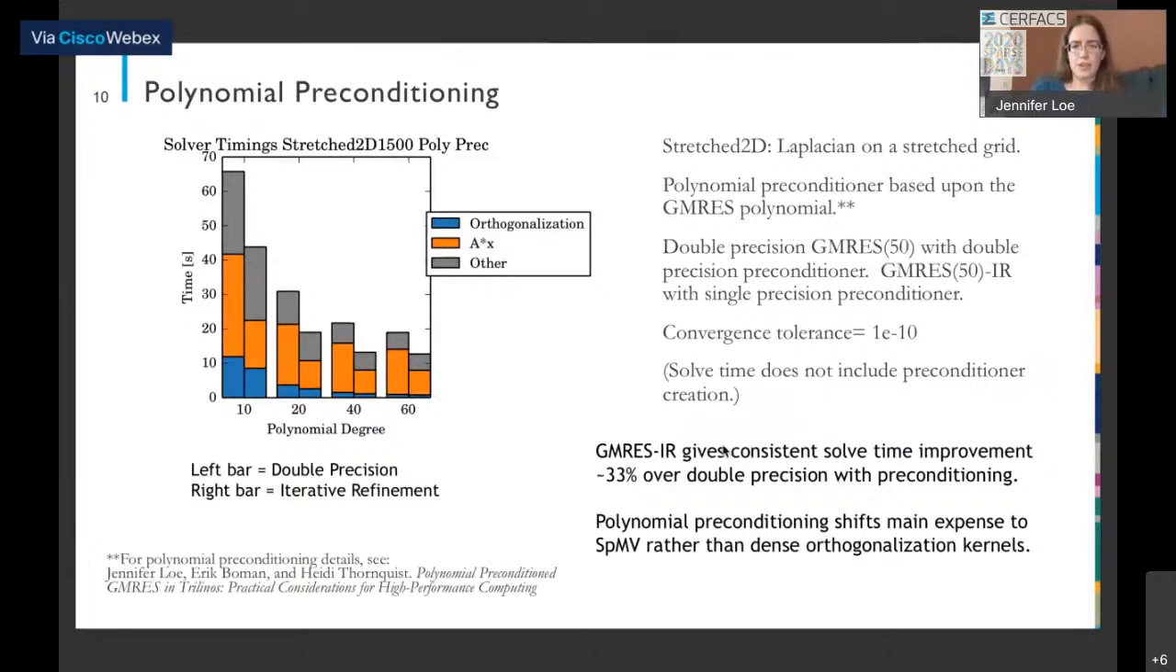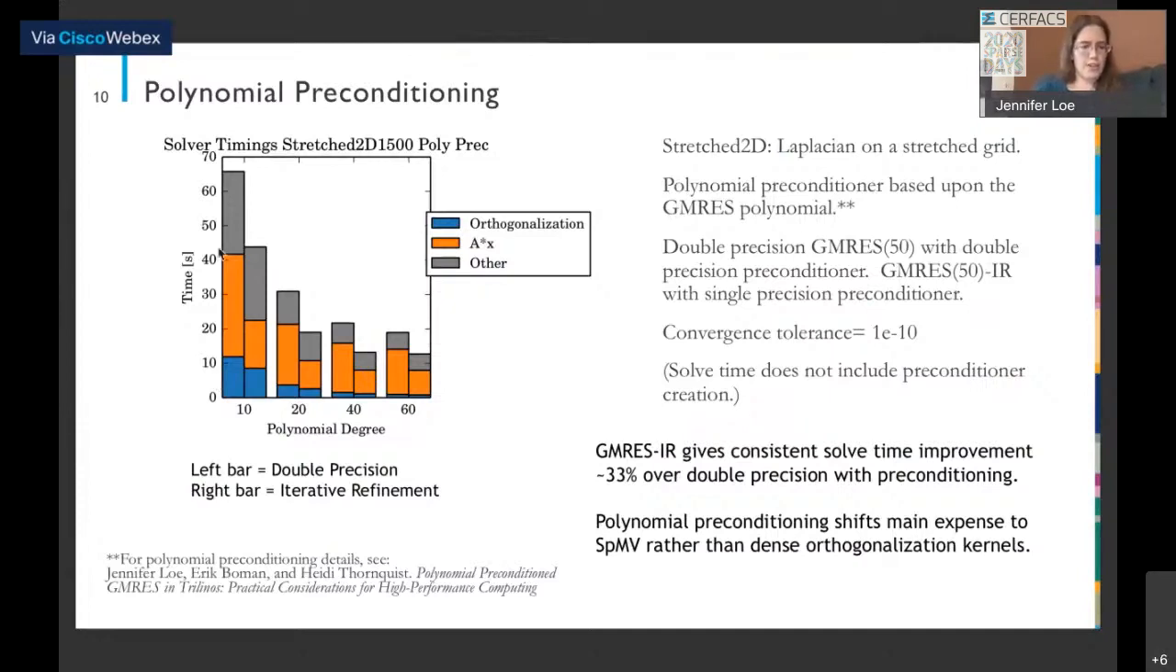And we're still using a convergence tolerance of 10 to the negative 10. And the nice thing here is that, again, we get improvement using the GMRES with iterative refinement over several different degrees of the polynomial preconditioner. So again, here on the x-axis of this graph, I have several different polynomial degrees. The bar on the left is for the solve time for double precision. The bar on the right is the solve time with this iterative refinement solver.